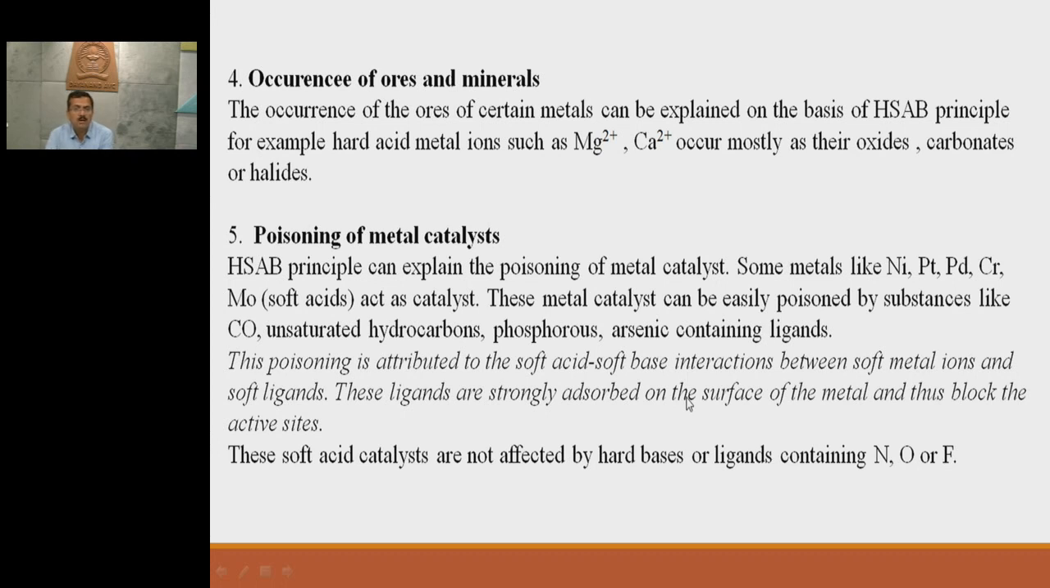Then the next one, occurrence of ores and minerals. These are different types of hard acids and minerals. Mg2+ and Ca2+ occur mostly as their oxides, carbonates and halides. Some metals are poisonous because of the presence of other metals. Poisoning is attributed to soft acid and soft base interaction, but soft metal and soft ligand also play a crucial role. These ligands strongly adsorb on the surface of the metal and block its active site, and that way they poison the metal ion. Generally, soft acids are not affected by hard bases or ligands containing nitrogen and fluorine.